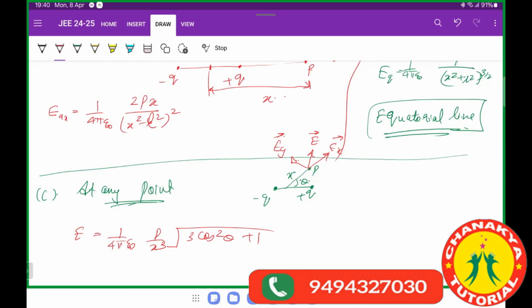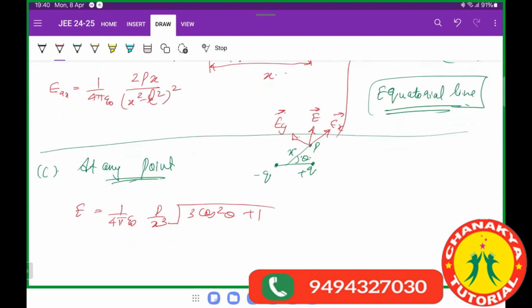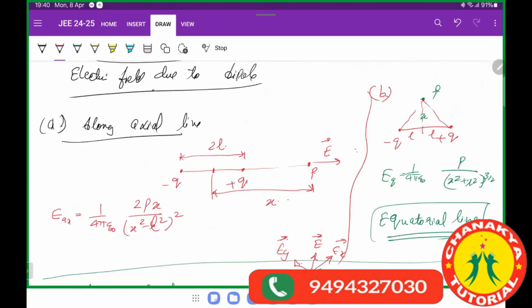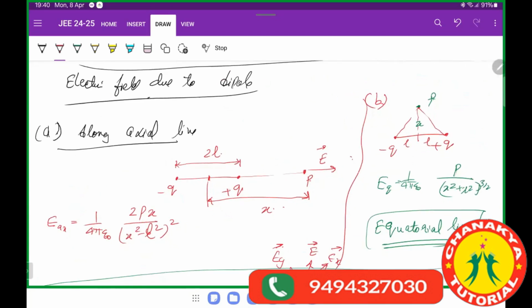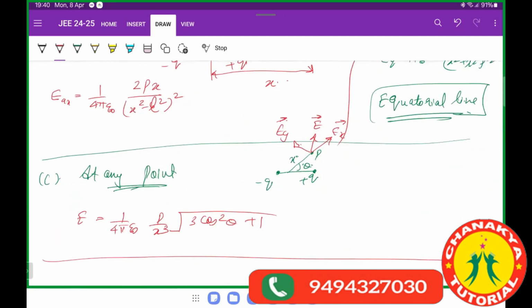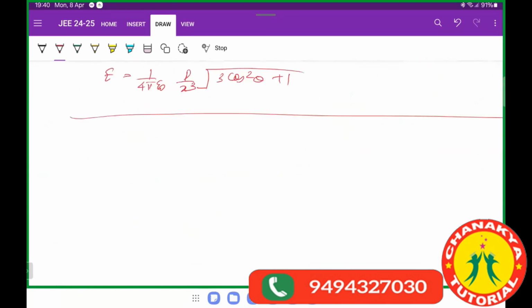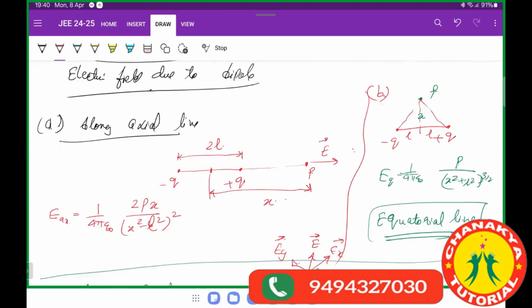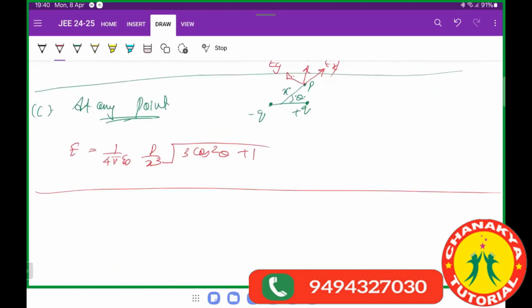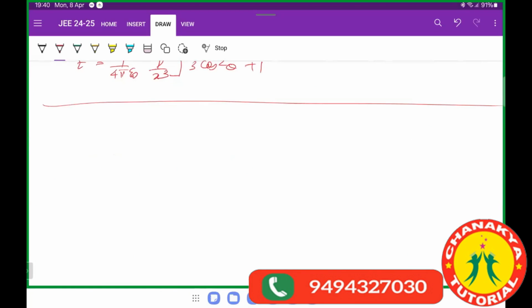Let's take one question with this, then we can understand how to use this. I know this formula will be difficult to remember, but once we keep using it, then we'll remember. Because we have to remember so many formulas in physics, tons of formulas. Okay, let's take one question.